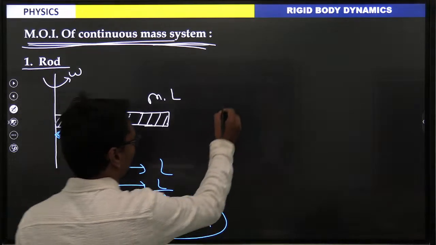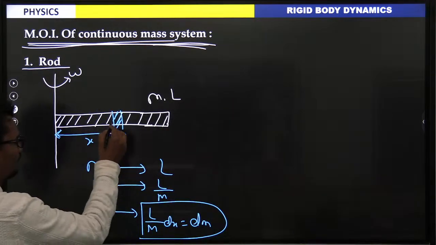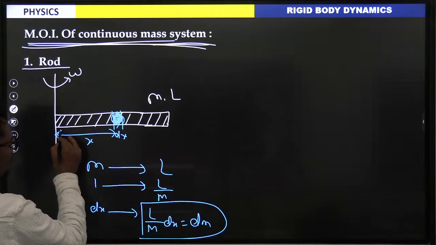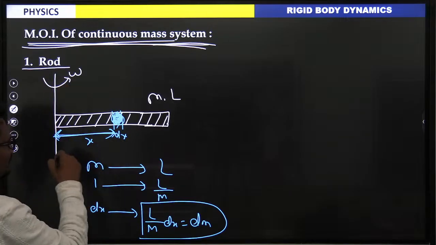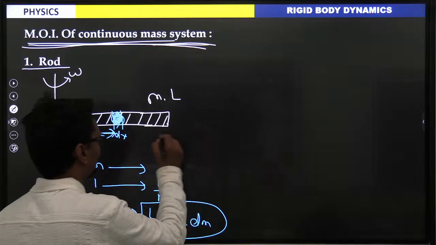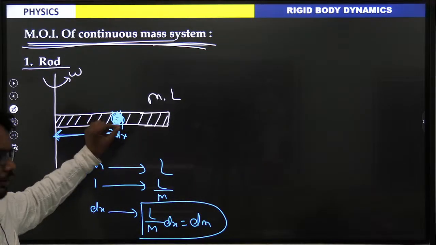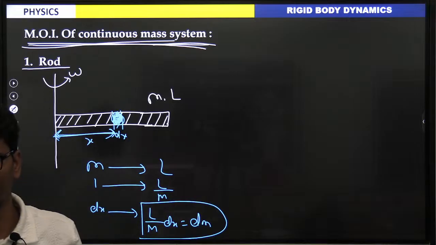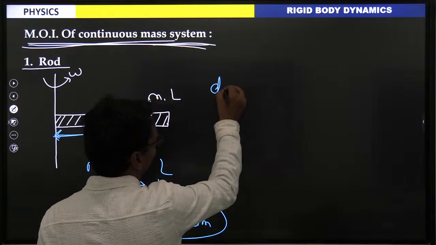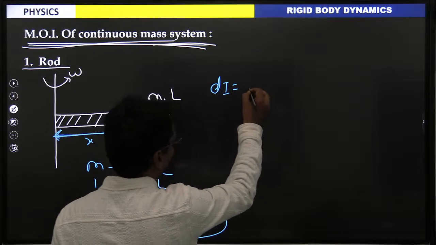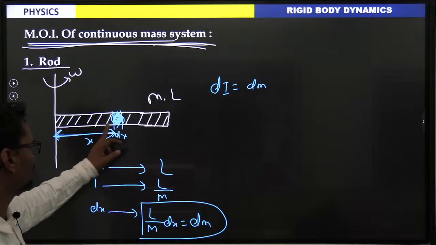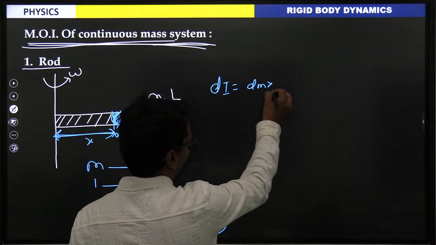Now we can simply apply the moment of inertia. You can look here, we can assume this is a point mass located at a distance x from this axis. Then what is the moment of inertia of this point mass about this axis? This is a small mass dm, so its moment of inertia will be very small, dI. So we can write dI is equal to dm, and the perpendicular distance from here to this point is x, so dI equals dm x square.